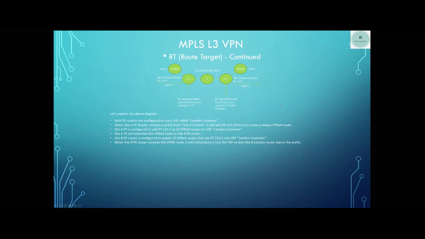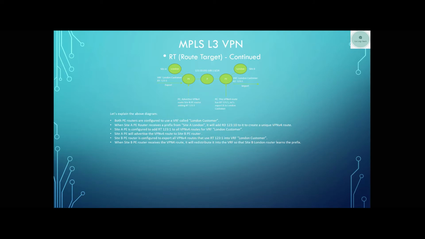Okay, so here we have the diagram again. Okay, and we're going to explain it now. So both PE routers are configured to use a VRF called London Customer. Okay, so that's the PE routers.